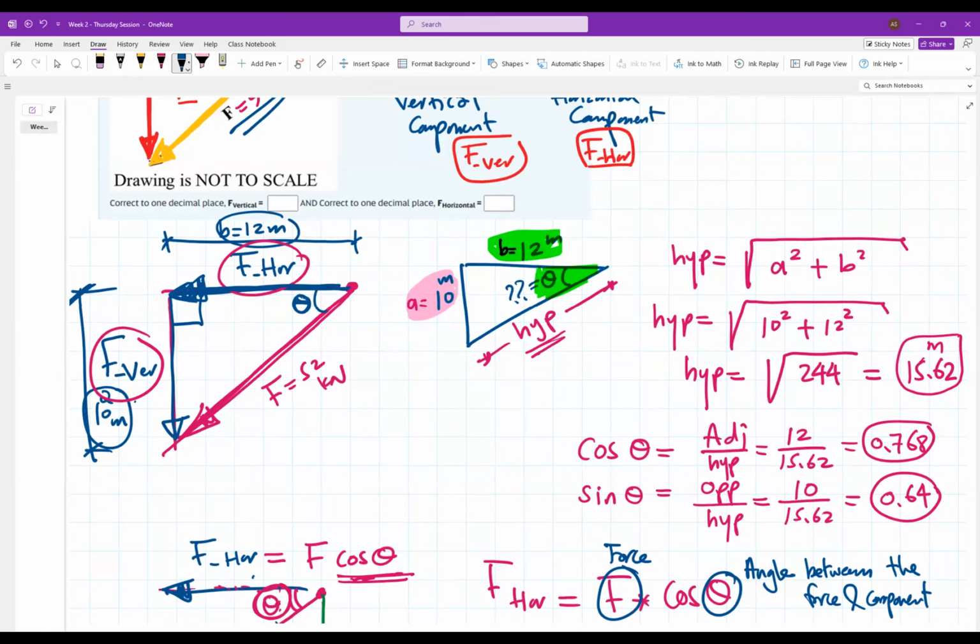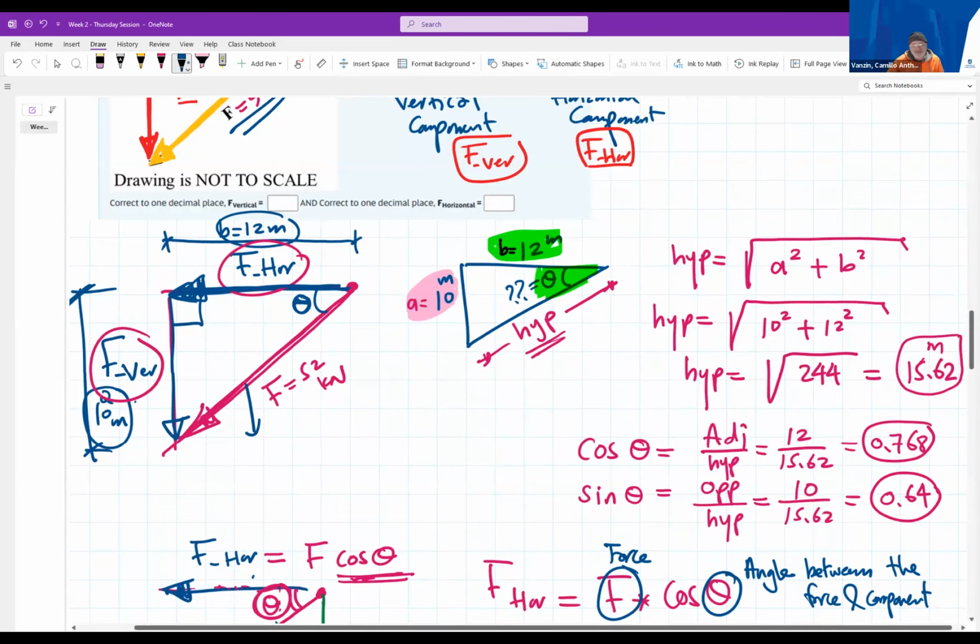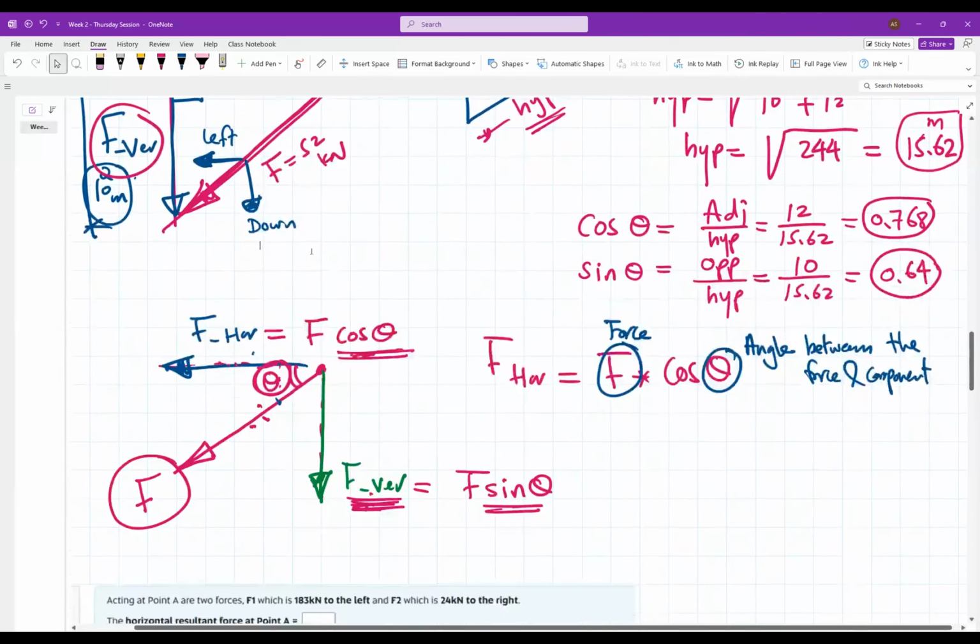The direction only matters because this force is going down, right? So if you analyze it, these are the two components of it. The horizontal component will go left and the vertical component will go down. Okay, so if we return back to here, we have V horizontal, which will take cosine theta, and V vertical will take sine.